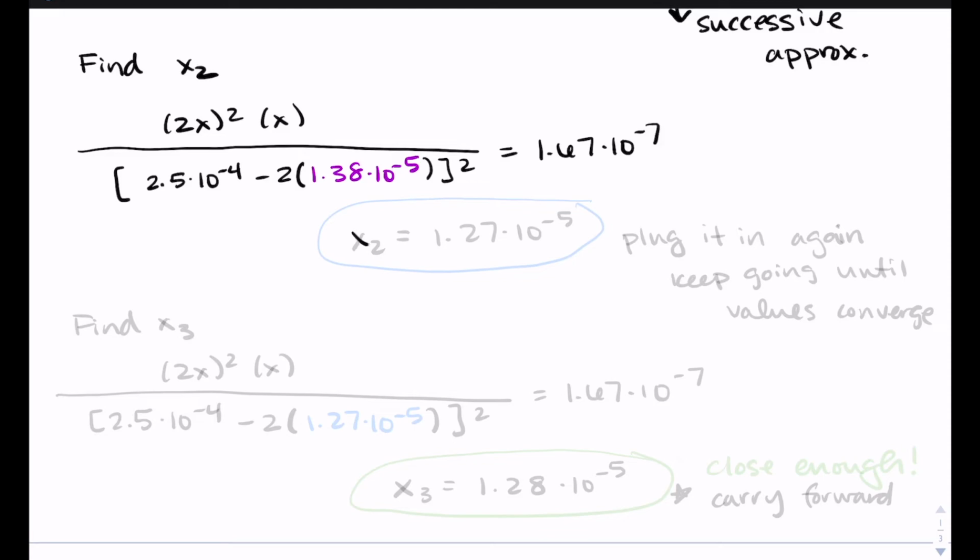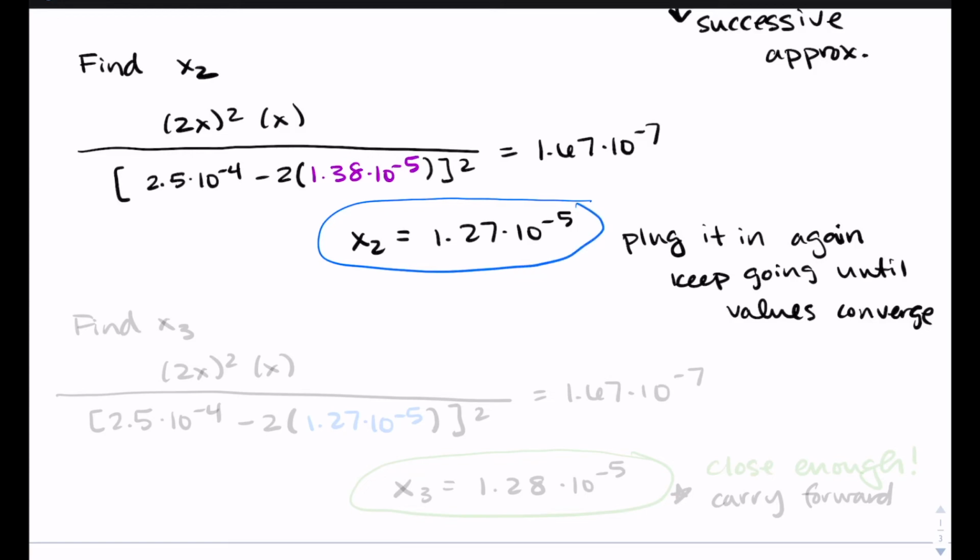When I solve for x the second time, which I label x2, I get 1.27 times 10 to the minus fifth. So good news is that it didn't change a lot. If it changes a lot, probably something went wrong, hopefully just with the math and not with the setup. So now your question is probably, now what do I do with it? You plug it in again. So you take x2 and put that back in for x, and you keep going until you get values that converge.